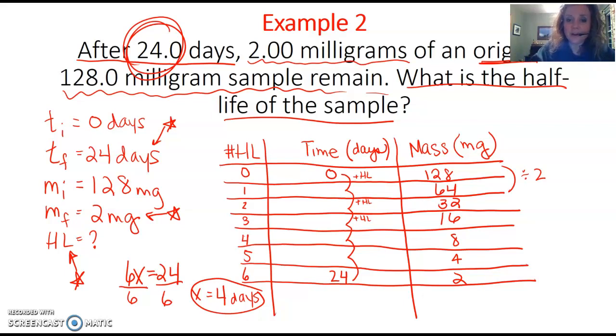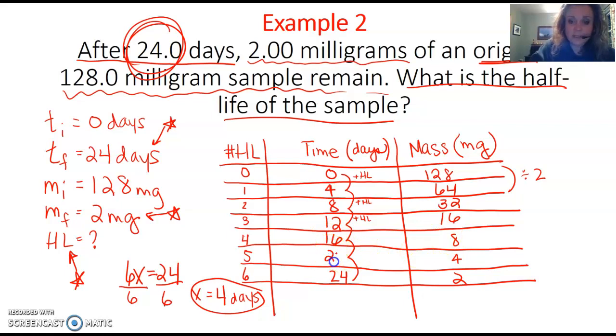So let's see if it's correct. So after one half-life, 4 days goes by and we have 64 milligrams. After 2 half-lives, we add 4 to my initial 4 and I get 8. And after 8 days, we have 32 milligrams. Well, 8 plus 4 is 12, and after 12 days, we have 16 milligrams.